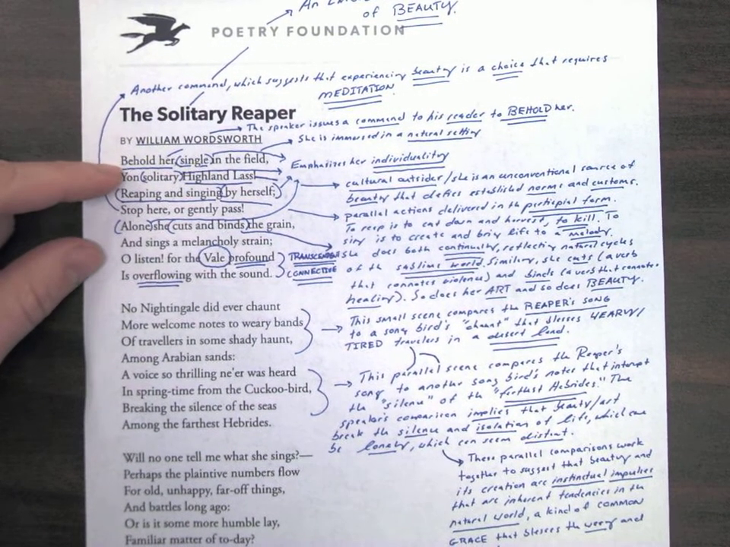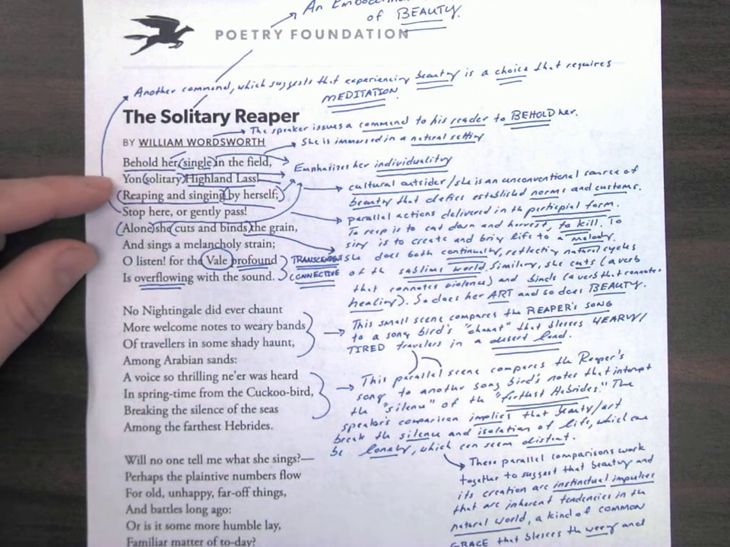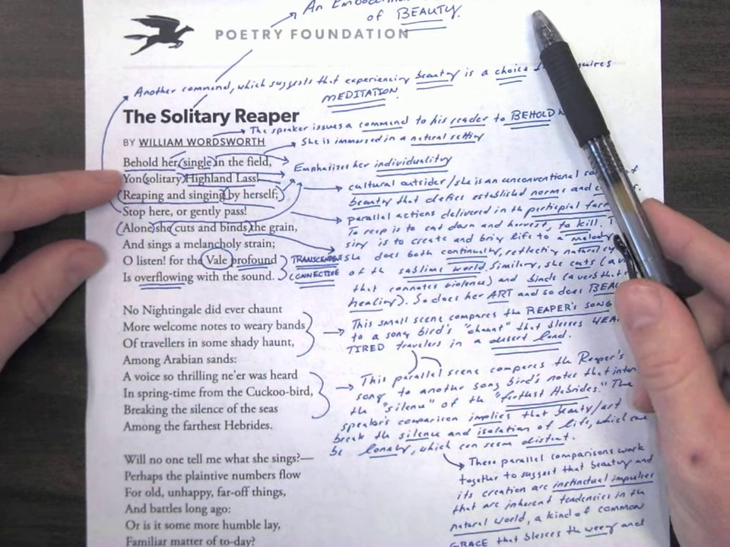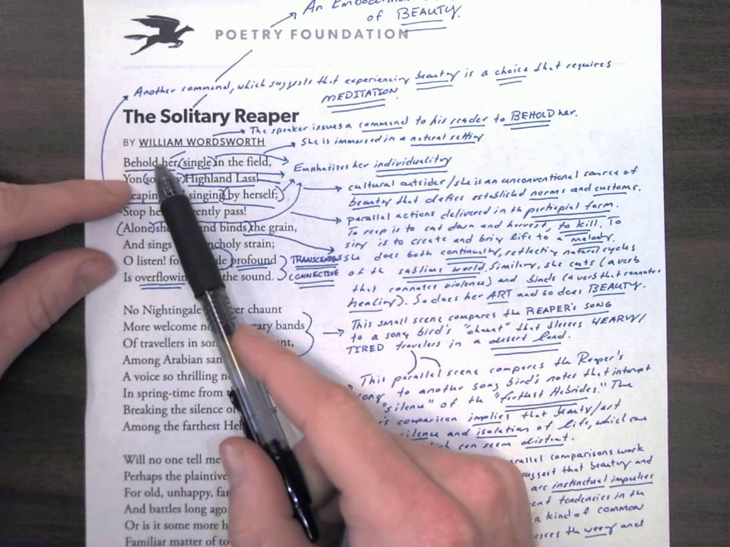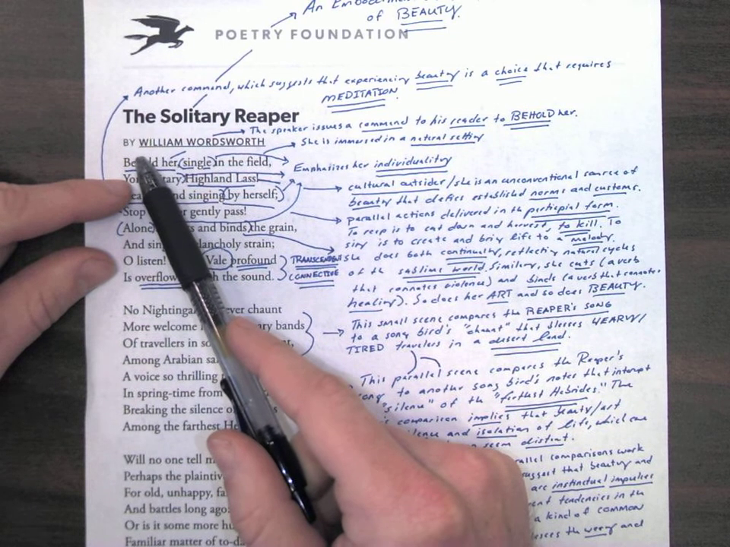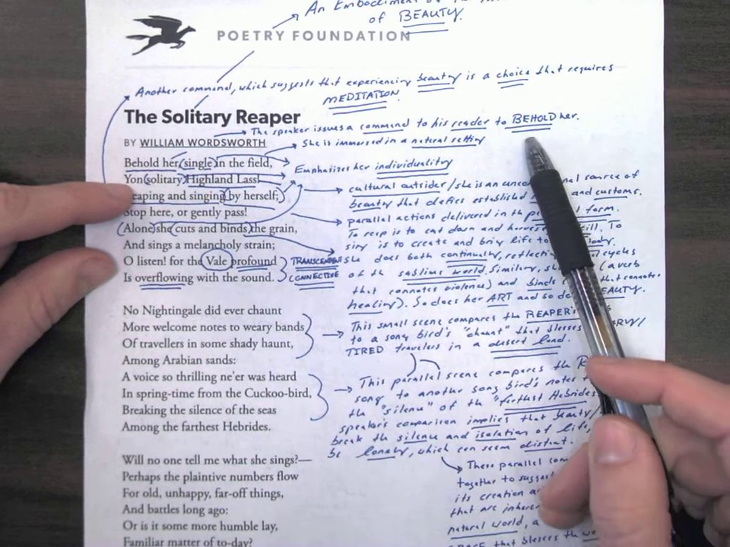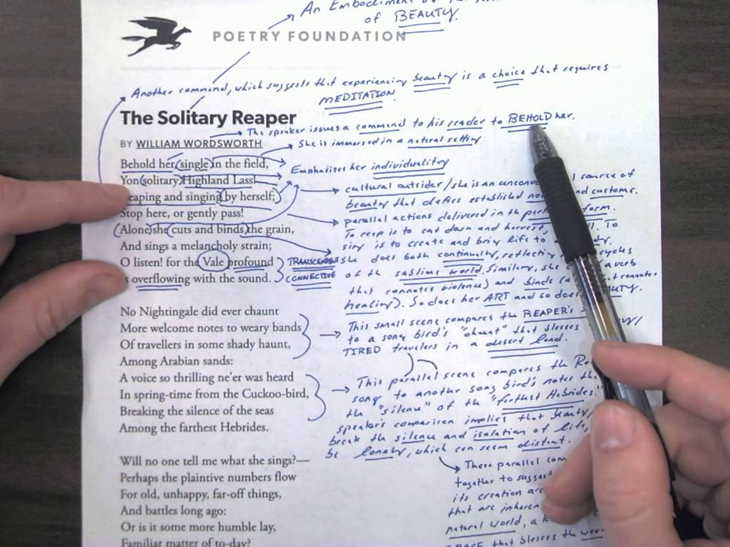In the first two words, the speaker issues a command in the imperative to his reader. He tells the reader to behold her. Now, this signals something about the nature of beauty, even in the first two lines of the poem. First and foremost, it is imperative to behold it, to set your mind on it, to meditate on it. And the word behold literally means to see, to think about, to view.